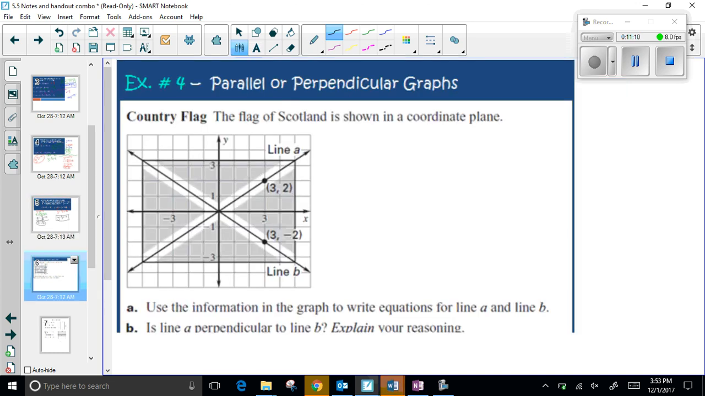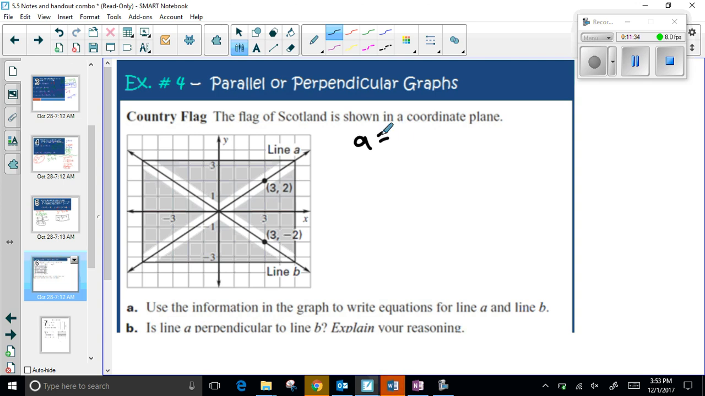Last thing for these notes is you've got this flag of Scotland here, and you need to use the information to write equations for the lines, line A and line B. Well, that's easy enough. I think we can do that. But then we have to tell if the lines are perpendicular or not. Okay, so let's get started.